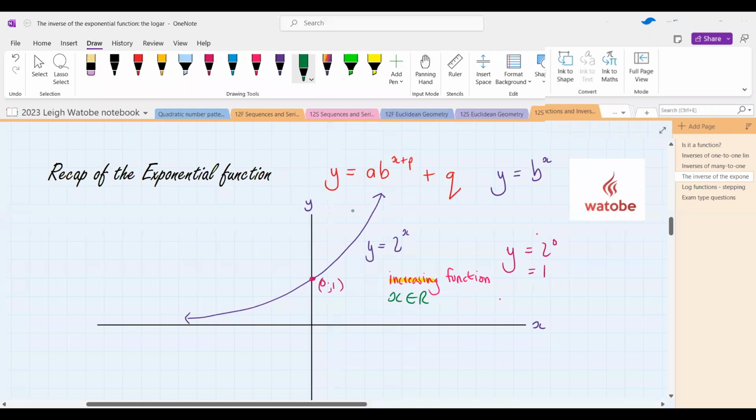Okay, so x is an element of the real numbers. In other words, what we're saying is that x is going all the way from negative infinity up to positive infinity. So we could write either one of those. Both of those would be correct. Good job.